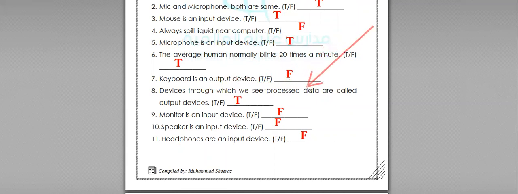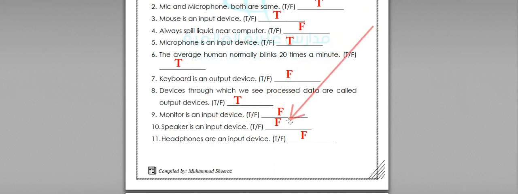Devices through which we see processed data are called output devices. It's true. Monitor is an input device. Monitor is the TV, LED, or the screen on which we are viewing the computer things. So it's an output device. But if we say, will monitor take something from us? No, it will not take something from you. It takes all the orders through the CPU. So it's false.